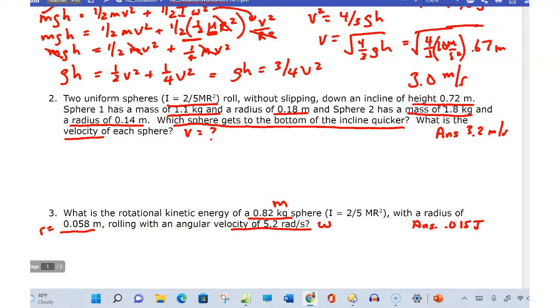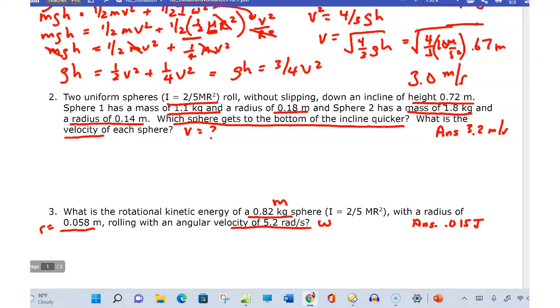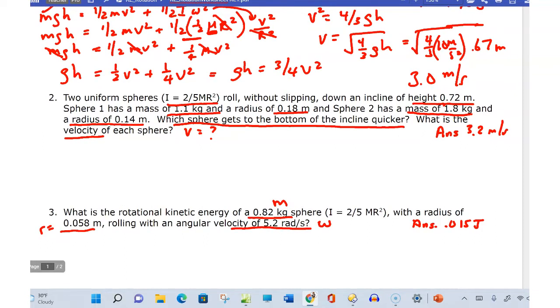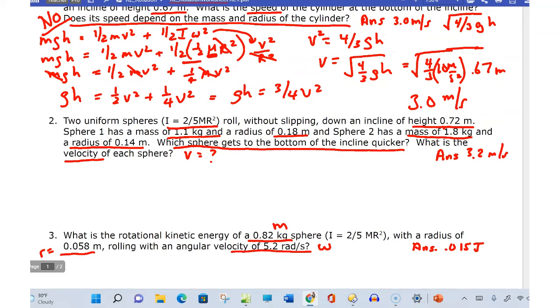The other has a mass of 1.8 and 0.14. Which sphere gets to the bottom quicker? But we just learned that with these equations, when you have all potential energy at the top and at the bottom you have rotational and translational, the m's cancel out and the r's cancel out. So the answer, which sphere gets to the bottom quicker?